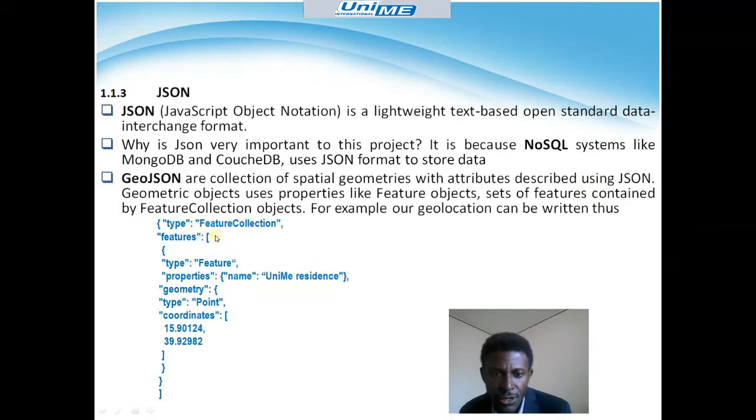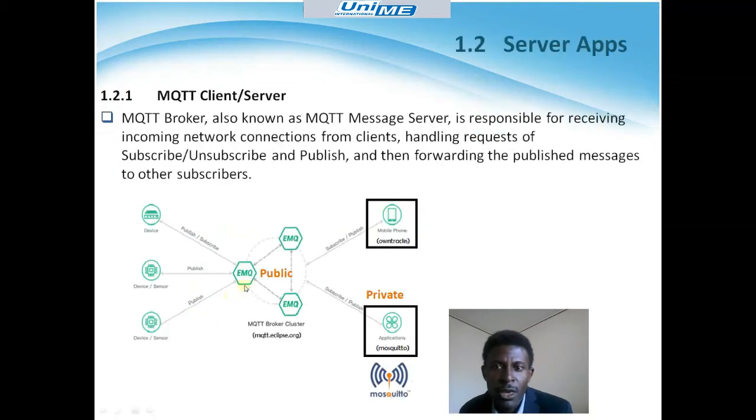The feature collection object has a property, which I name Unimi residence, where I'm staying. Geometry in terms of point are coordinates like your latitude and your longitude. Server apps. MQTT Broker, also known as MQTT Message Server, is responsible for receiving incoming network connections from clients, handling requests to subscribe and publish, and then forwarding those published messages to other subscribers.